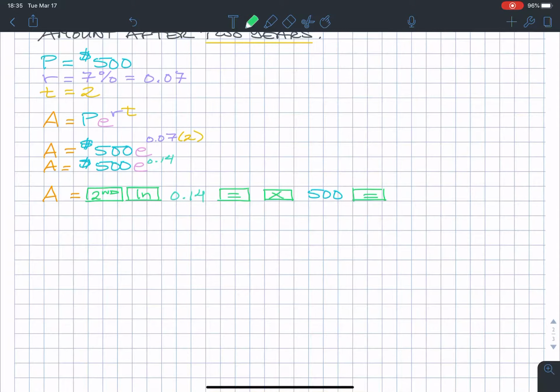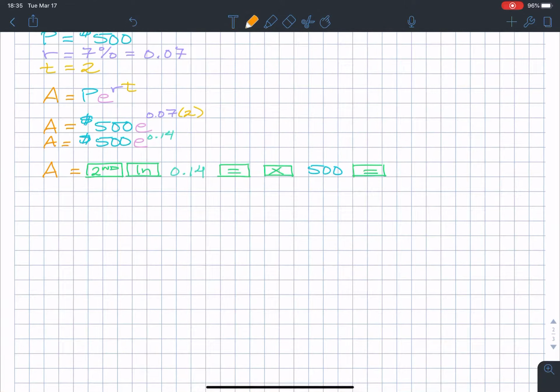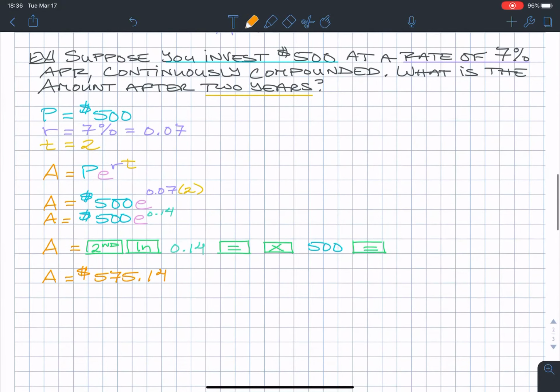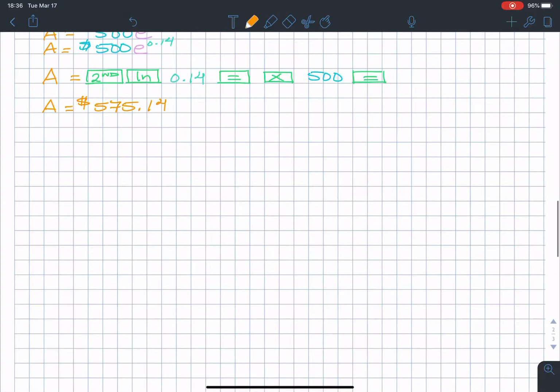And what I get for the amount after doing that is $575.14. So hopefully you're able to arrive at that. Unfortunately, because I can't see you guys, every calculator is different. But hopefully we'll survive. Okay, let's do another example. So a second and final example in this section.